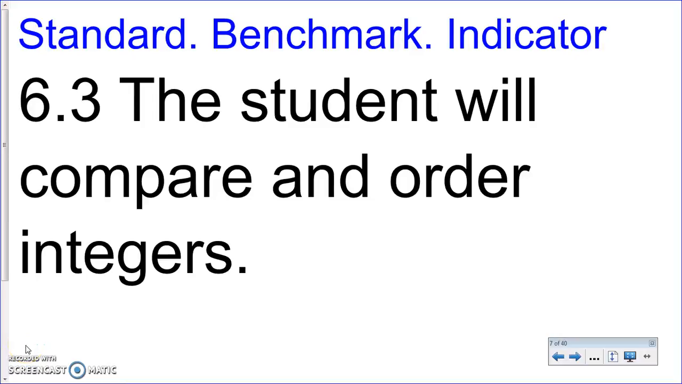Today we are learning how to compare and order integers. Please copy the standard benchmark indicator on a clean page in your math notebook. The student will compare and order integers.